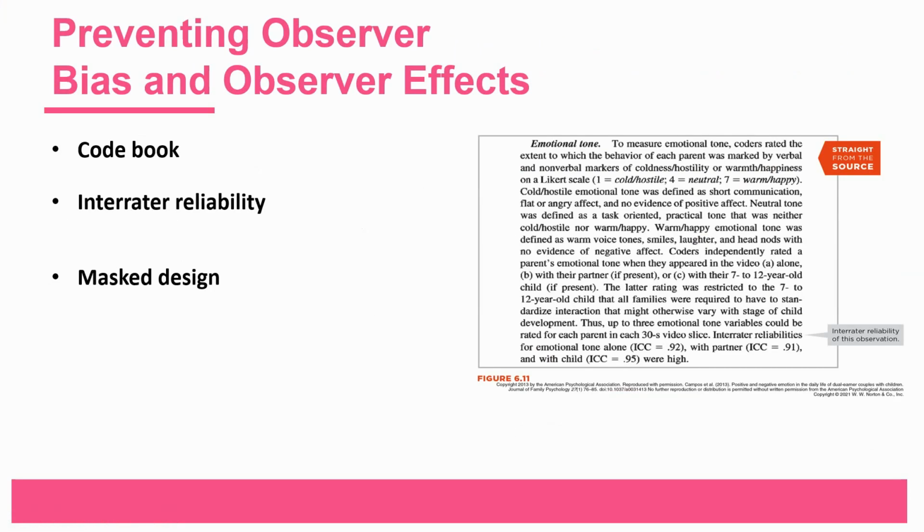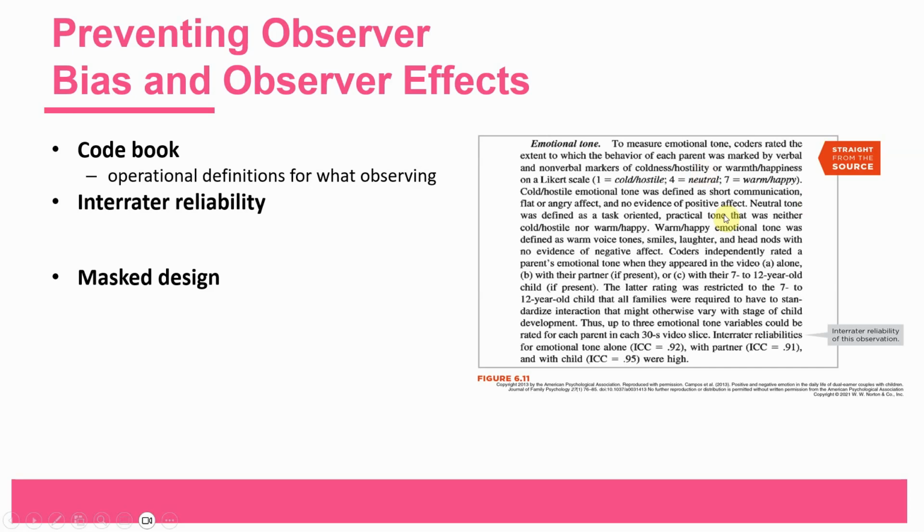All right. So, preventing observer bias and observer effects. One of the most important things that we can do if we're engaging in observational research is to develop what's referred to as a code book. Now, a code book has a list of our operational definitions for what we're observing. It just makes it super clear. Here's what we're observing. Here's what counts as an utterance if we're talking about the research with the children and their parents in the lab. What counts as an utterance? What counts as a turn? What counts as eye contact?